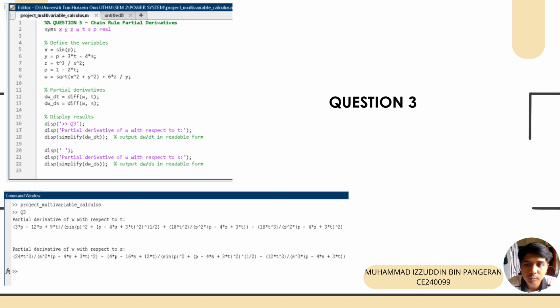The resulting expression from MATLAB in the command window matches the structure of the manual method, and it confirms that the chain rule was applied correctly. We can see in the command window that the partial derivative of w with respect to s is the same as the manual calculation that I made.